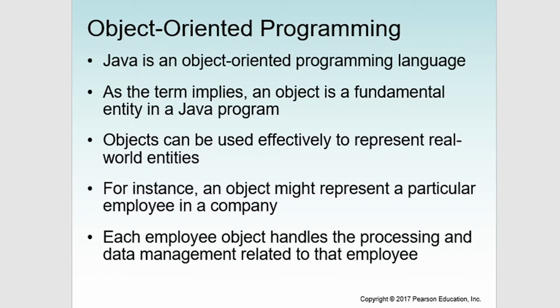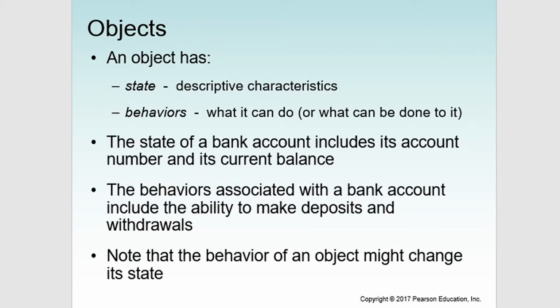For instance, an object might represent a particular employee in a company. Each employee object handles the processing and data management related to that employee. An object has state and behaviors. The state of a bank account includes its account number and its current balance. Behaviors associated with the bank account include the ability to make a deposit or make withdrawals. Note that the behavior of an object might change its state.